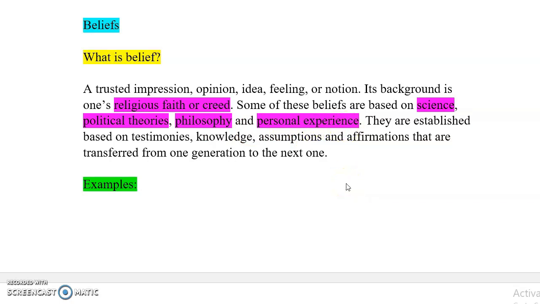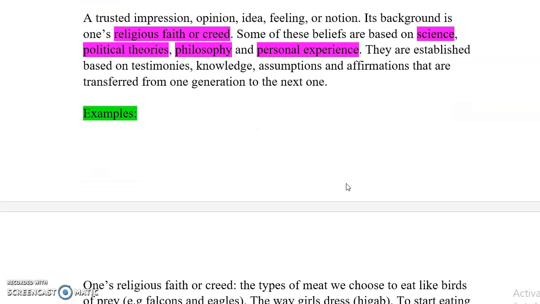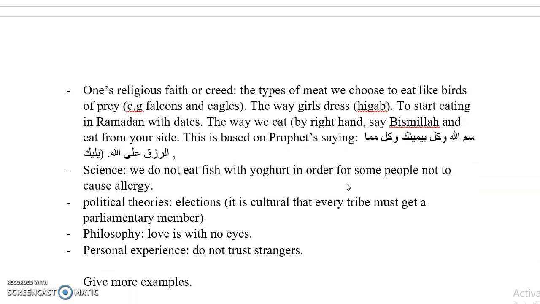So when we talk about belief, it means that it goes back to our religious faith, or something we believe in science, something we believe in political theories, or something we believe in philosophy or personal experience. We will see an example for each.